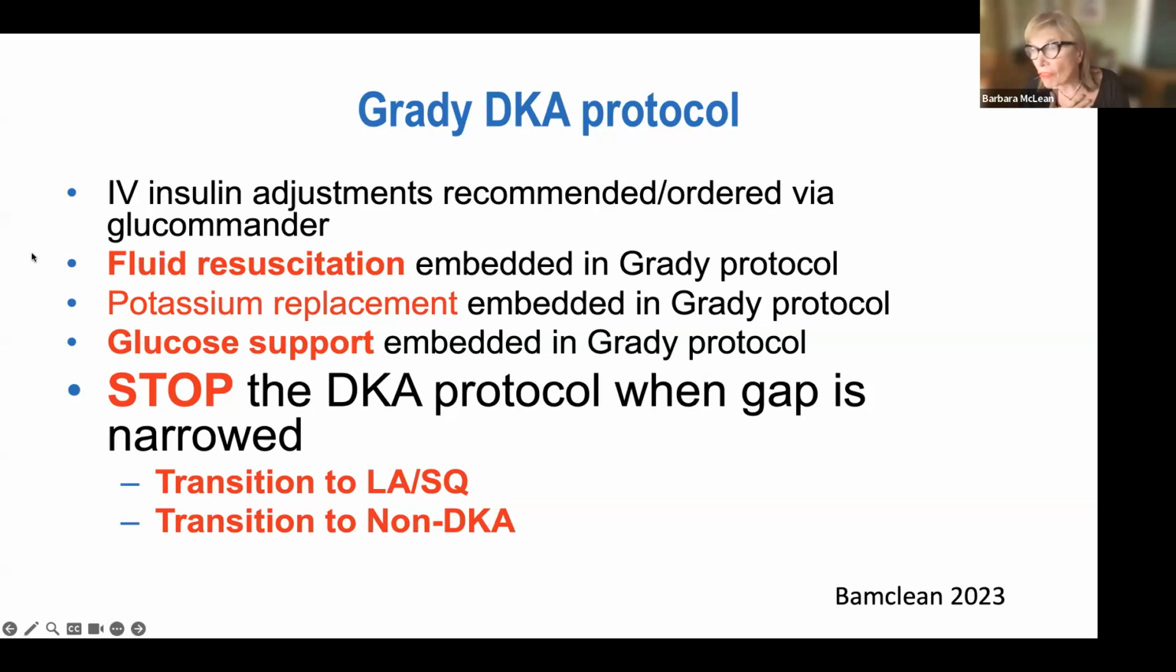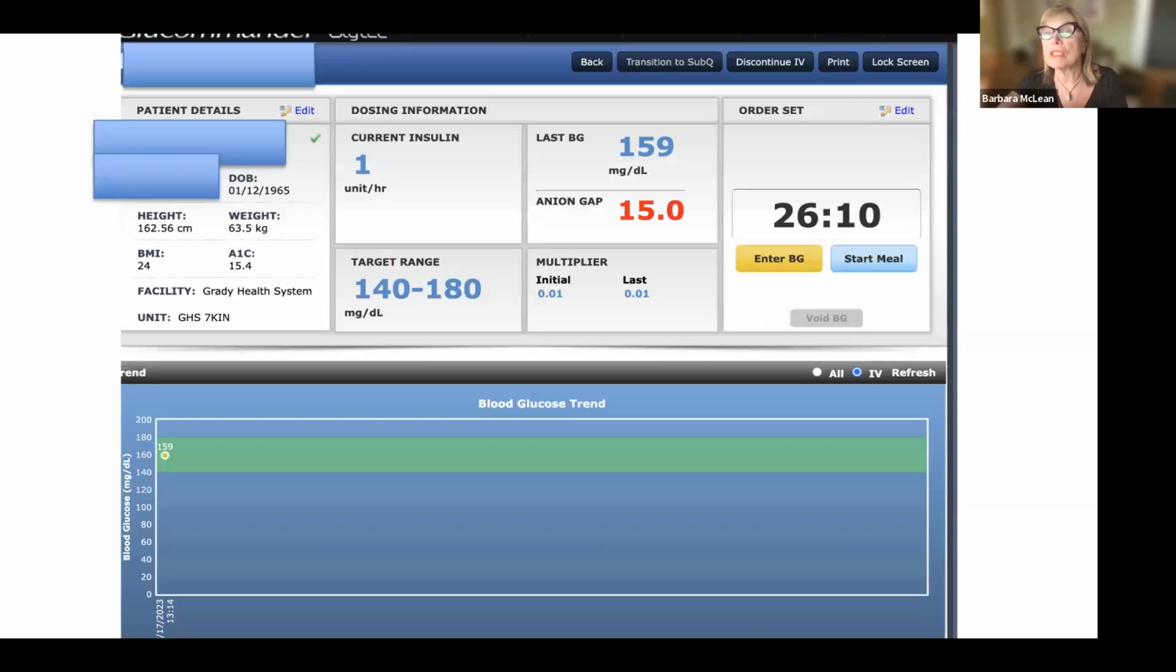So my advice, what would be the best, the safest, the easiest, the most valid, is that when the gap has narrowed, transition to long-acting sub-Q or transition to the non-DKA protocol. Once the patient's on non-DKA, of course, they're going to get D5-LR or D5 normal at 40 an hour.